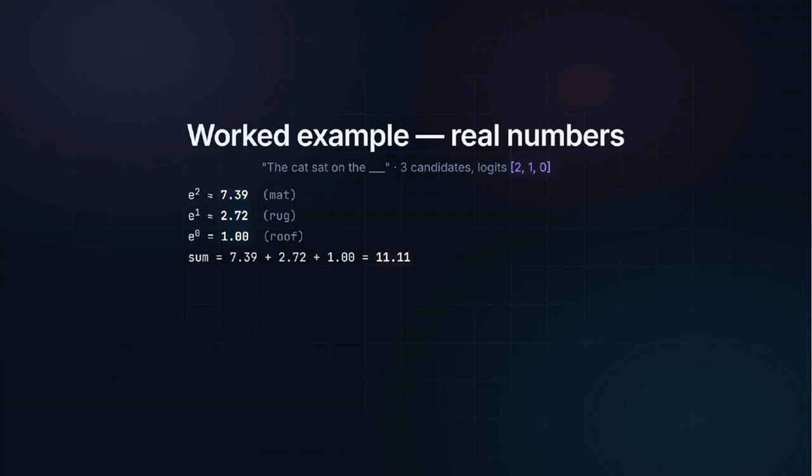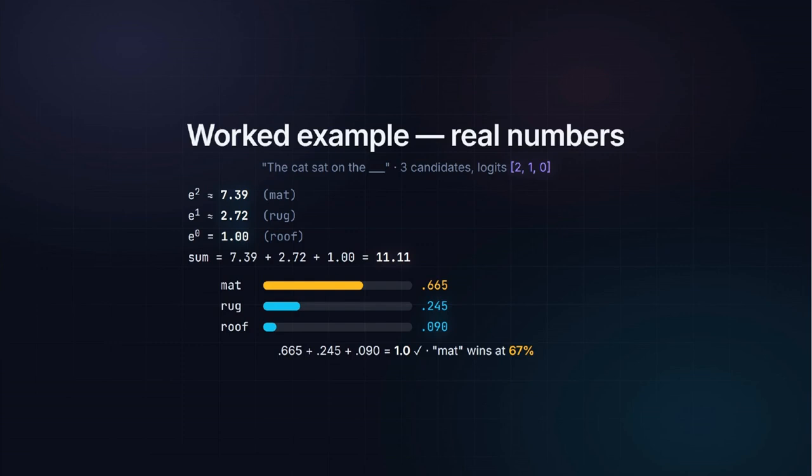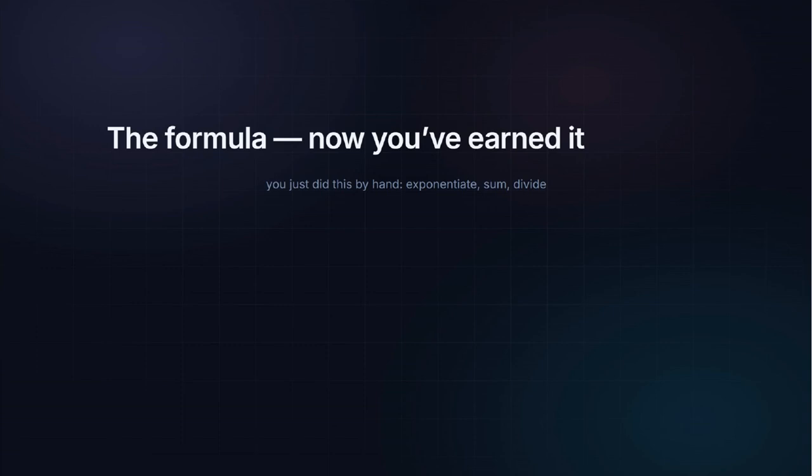Here's the formula, and you've earned it, because you just did every step by hand. Softmax of the x_i equals e to the x_i, divided by the sum over all j of e to the x_j. Map it to what you did. The top is this one token's score exponentiated, step 1. The bottom is all of them added up, step 2. The division bar is step 3. That's the whole thing. Forget the symbols. Just remember 2 words, exponentiate, then normalize.